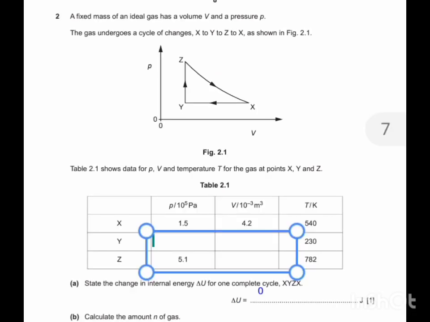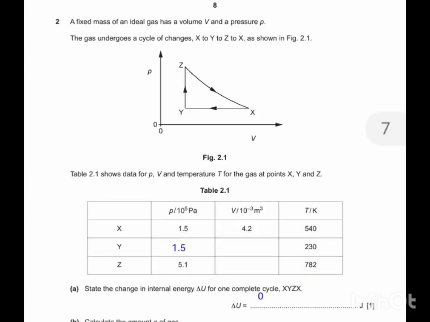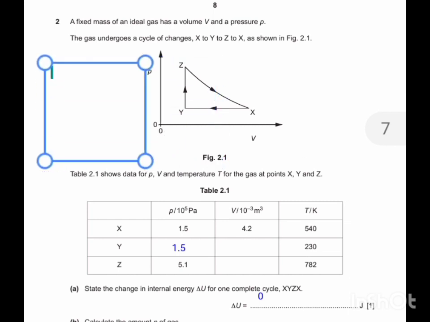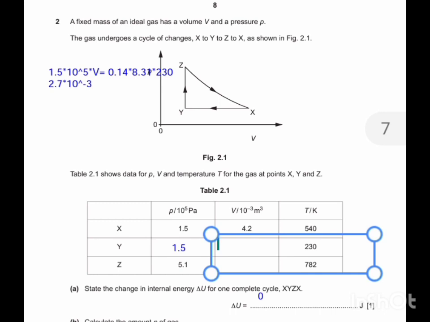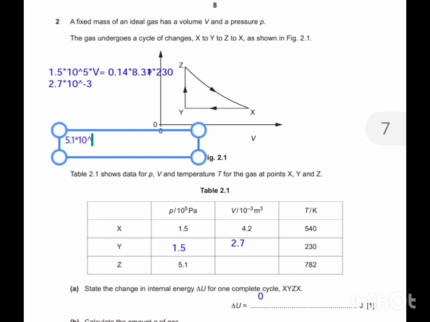Now let's move on, and the part is now asking us to complete the table. Because X and Y are on the same level, the pressure is going to be the same, that is 1.5, right? Because pressure is on the y-axis. And for volume, we can calculate because we now have the number of moles, we know the pressure, we know the temperature, and we already have R. So that came as 2.7. As you can see, the 10 to the power minus 3 is already written, so I just need to add the 2.7 part.